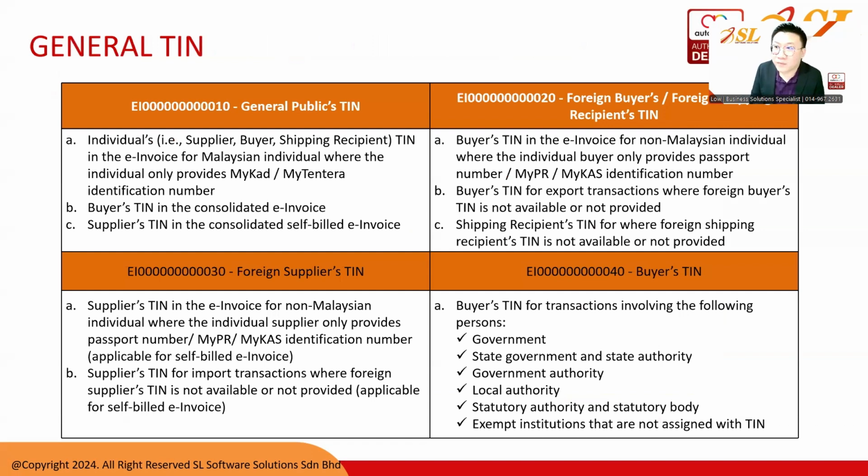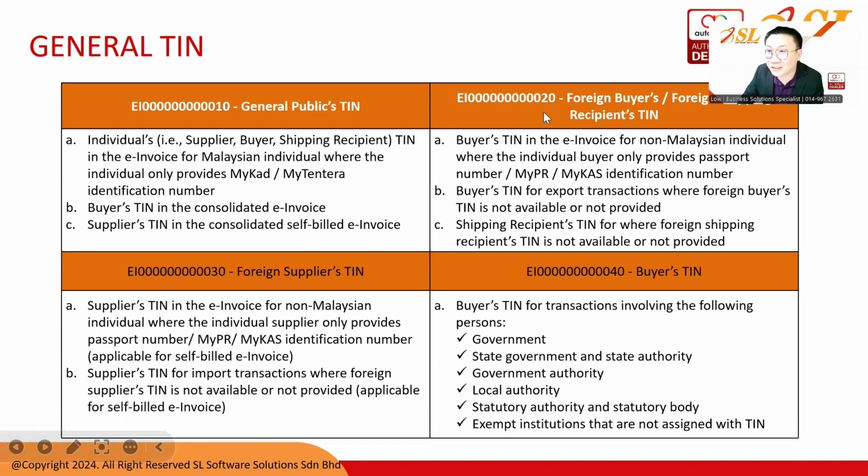For the general TIN, this is a very useful number. Let me explain. These numbers are EI 00010 and so on. For example, this customer provides their IC number, but they forgot their income tax number. The system does not allow you to leave it blank. This TIN is a compulsory field, so you have to fill it. Then you can fill in EI 00010. This is how it works.